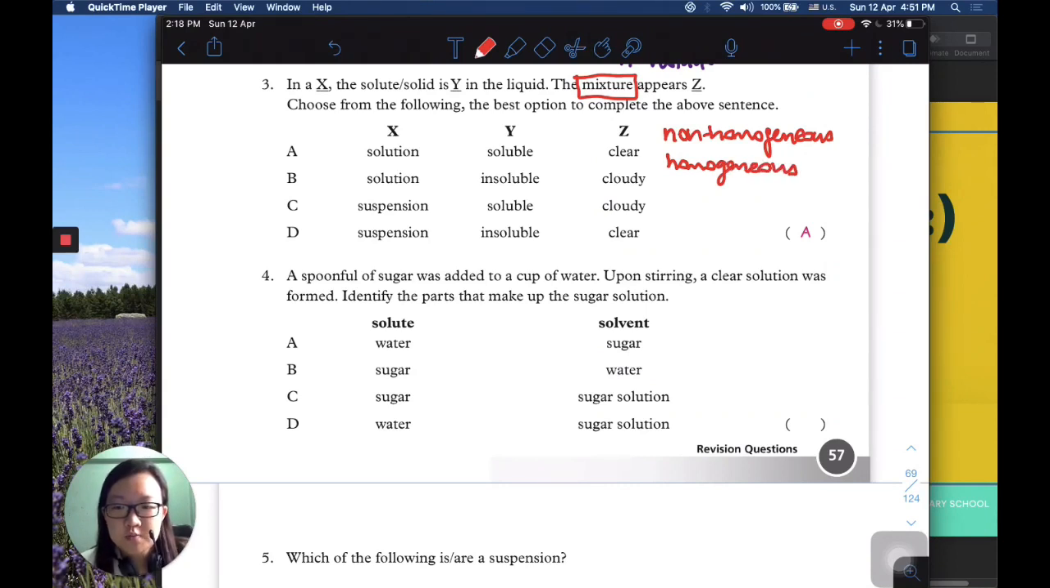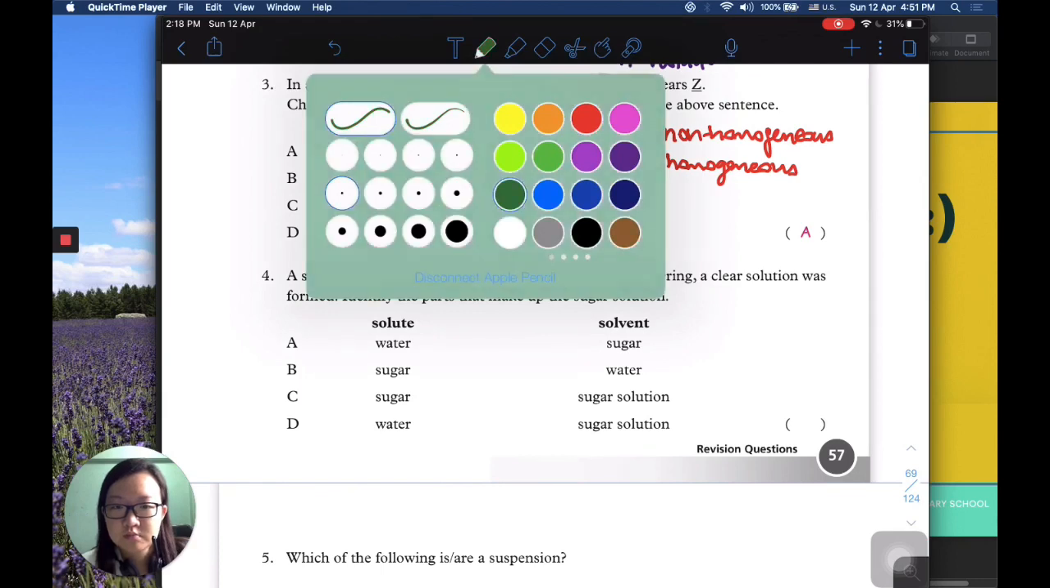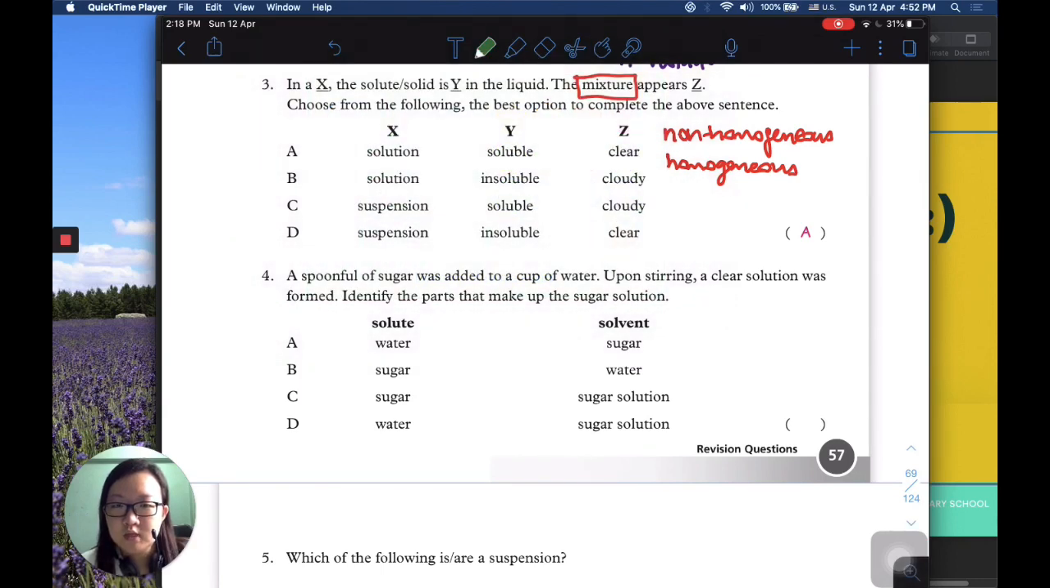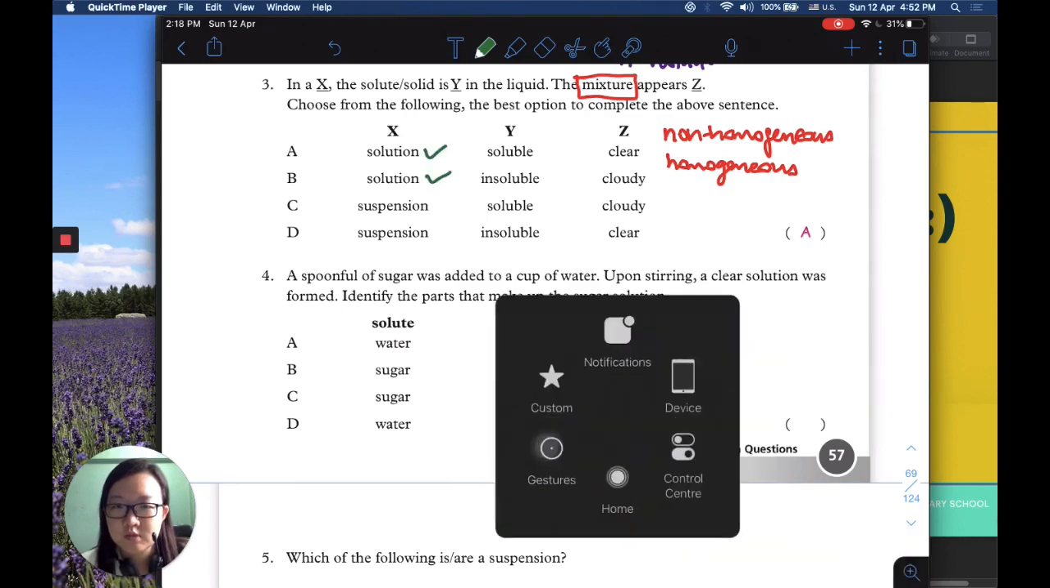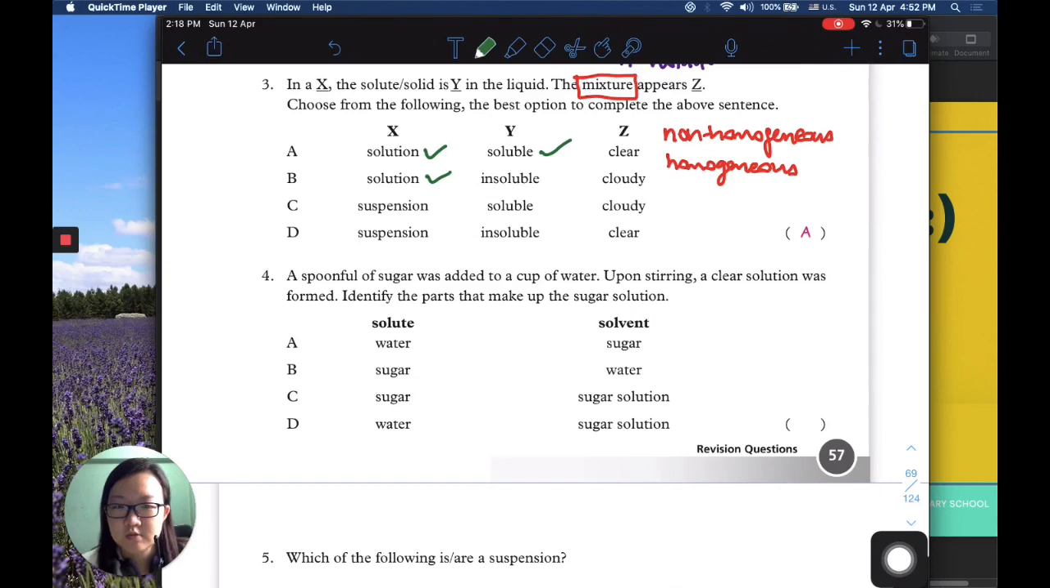So if we look at the options now, options A and B, if your mixture is a solution, then your solute has to be soluble. It is able to dissolve fully such that your mixture appears clear. Now looking at C and D, it is a suspension, so therefore your solute is insoluble, thereby forming a cloudy mixture. So the answer is A.